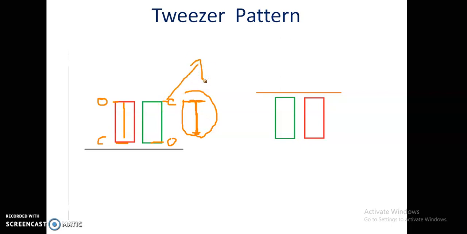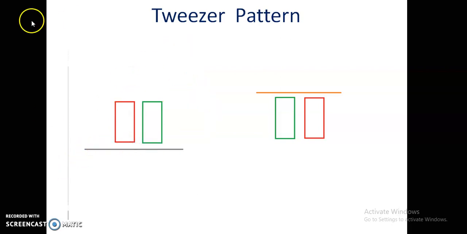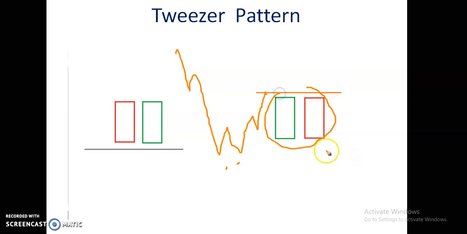Remember, this pattern should appear above the supporting line. Here you can see this is a bearish tweezer pattern. Price is running in a downtrend, and here you can see a temporary correction. After that they form the pattern, so we place our sell order, and we are expecting that price will continue from that area.